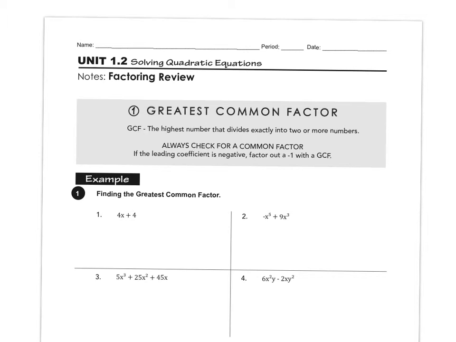The first method of factoring that we are going to look at is factoring by the greatest common factor. The greatest common factor is the highest number that divides exactly into two or more numbers. When you are factoring by the greatest common factor, the trick is to see what can be factored out of every term in the expression.